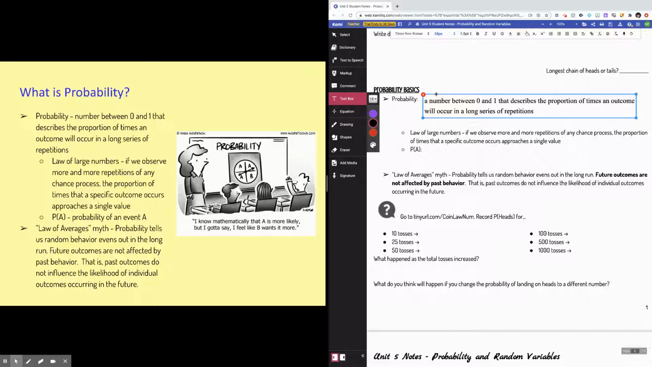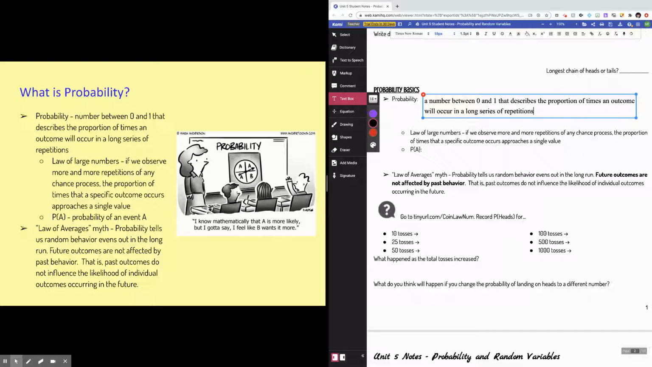Okay. So there's a couple of laws about probability that you need to have a general understanding of. It's not usually explicitly asked about, but it's important to know what these are. Okay, so the first is the law of large numbers, which says if we observe more and more repetitions of any chance process, the proportion of times that a specific outcome occurs approaches a single value. And that single value is the true probability of a certain outcome occurring in those long series of repetitions, right?